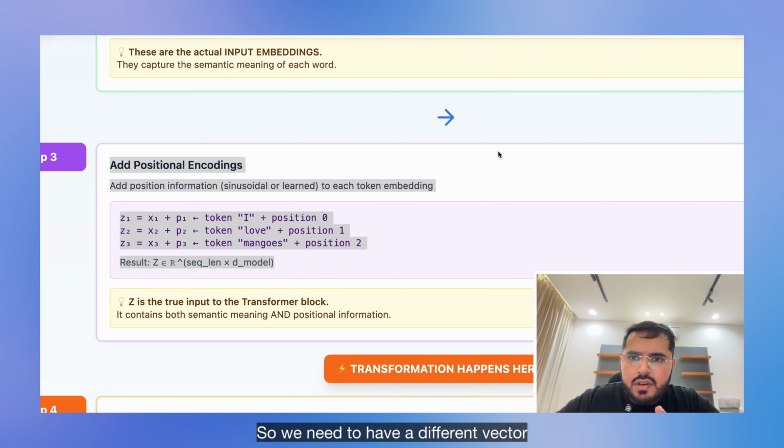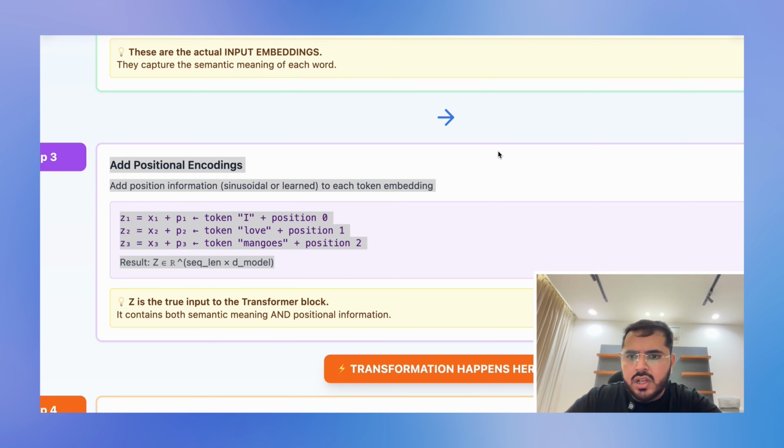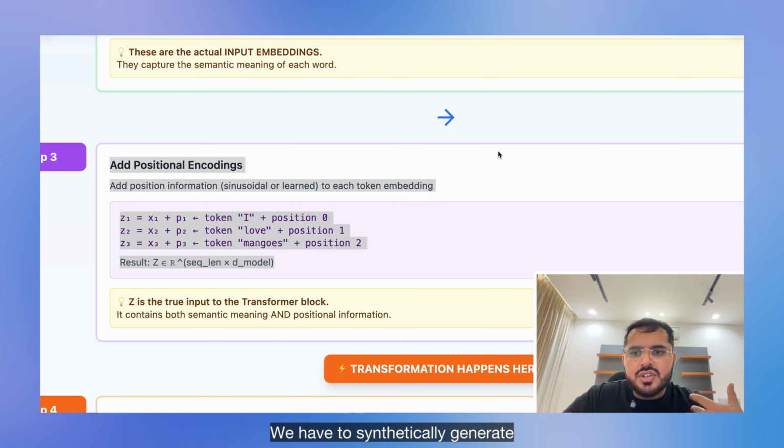So we need to have a different vector: one vector for the meaning of tokens, which is token embeddings, and one vector for the positions of tokens, which is positional embeddings or positional encodings. So we have to synthetically generate or store positional embeddings.